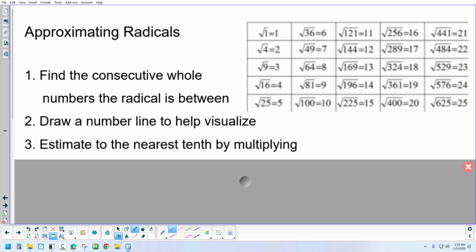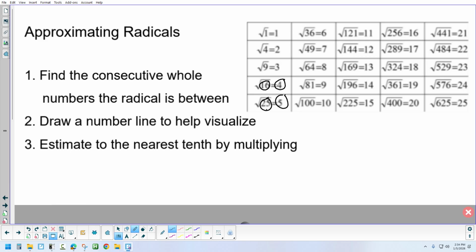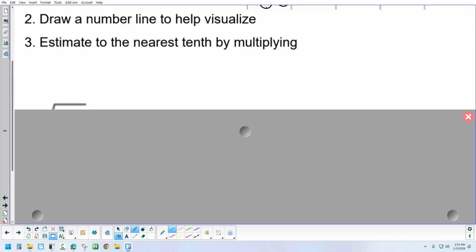But then what times what is too big? 5 times 5 is too big. So the square root of 20 is somewhere between 4 and 5. Because you're looking at the number underneath here, and I gave you a 20. Yeah, it's somewhere. We've got to figure out where it is. So we're going to figure it out by multiplying. Okay, and I'll show you how we do it.